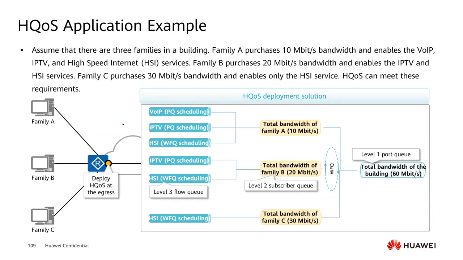Here is an example. This is a very common example: if you are a family and you want to rent some internet services from the ISP. The ISP will provide different services, like you can buy VoIP services, IPTV services, and HSI, the high speed internet services.